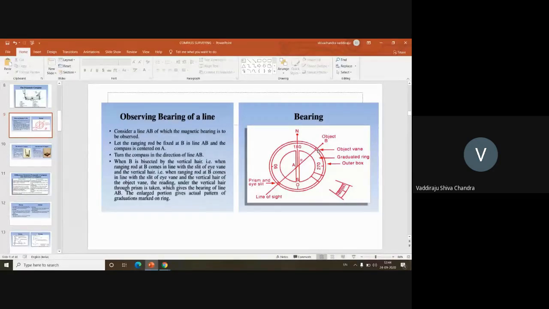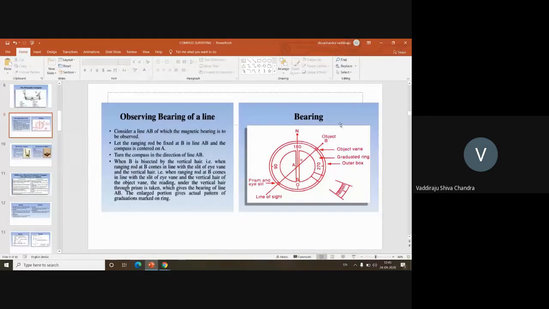Okay, so for compass surveying, always keep it in mind, the measurements or the bearings which you are taking are nothing but the magnetic bearings. That is, we are taking the values of the object with respect to the magnetic meridian, not with the true meridian or the true north.